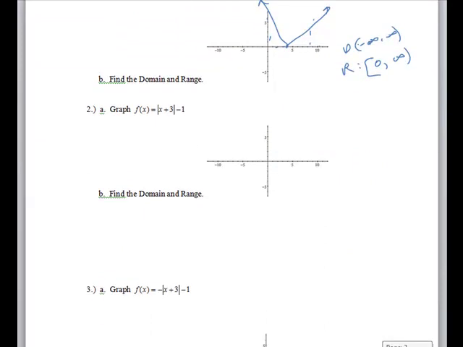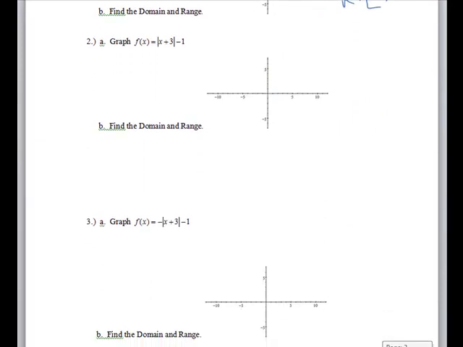Example 2, f of x is equal to the absolute value of x plus 3, minus 1. So once again, we want to begin by finding the vertex. Take whatever is inside the absolute value, the x plus 3, set it equal to 0 and solve, which gives us x is equal to negative 3. So the x-coordinate of the vertex is negative 3. To find the y-coordinate, substitute that into the function, which gives us a negative 1. So the vertex here is the point negative 3, negative 1.